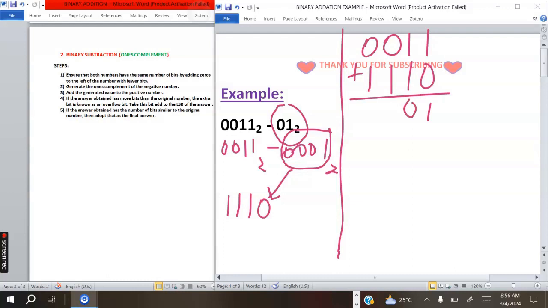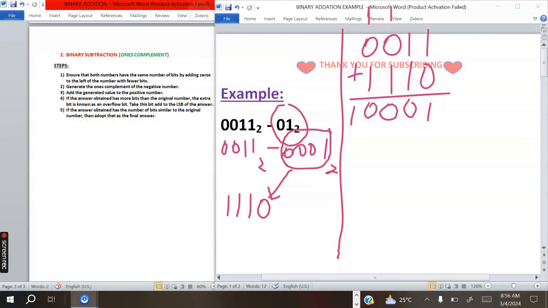Then the next part, you carry the 1 to this part. So we have 1, 0, 1. 1 plus 0 plus 1 is equivalent to 10. Therefore, you write this as 0. Then you carry 1 to this point. 1 plus 0 plus 1 is equal to 10.